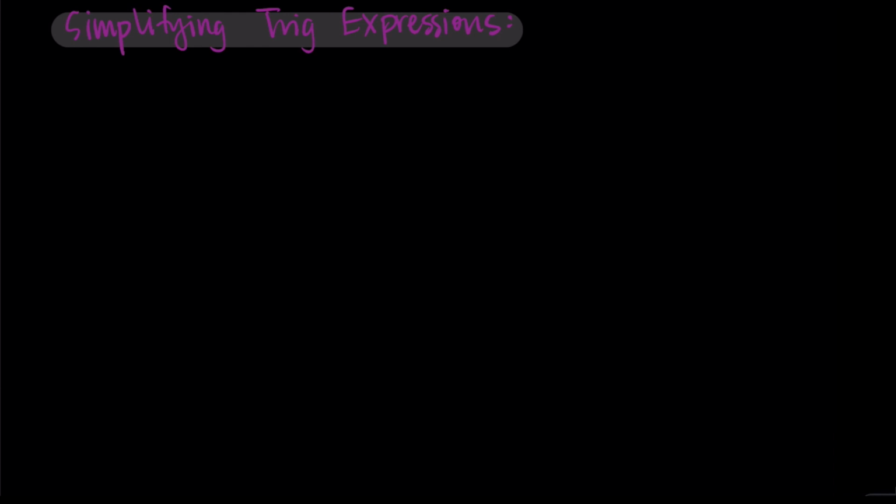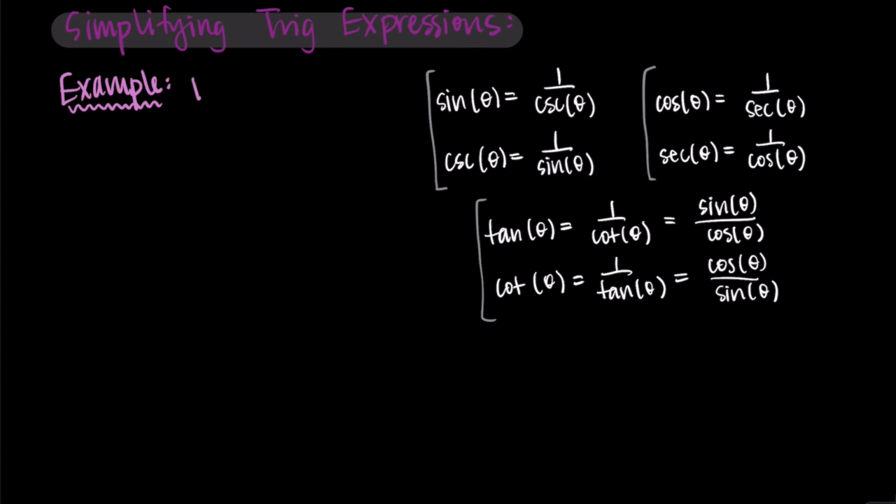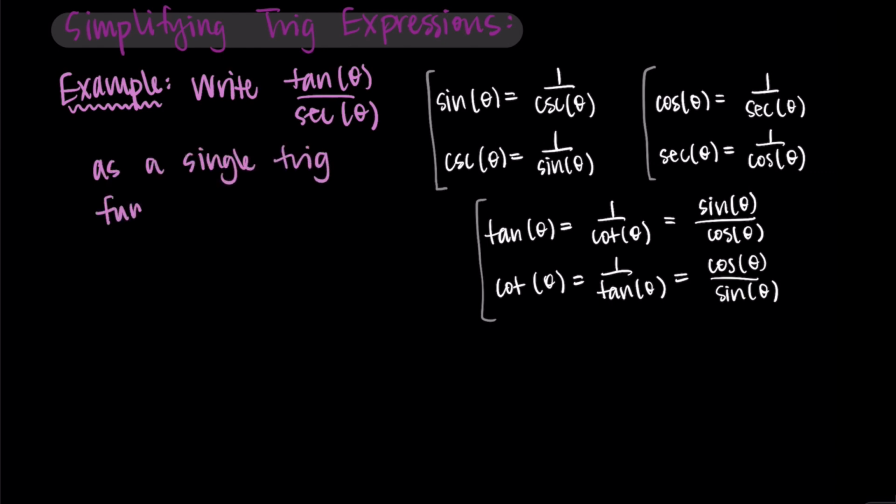I'm going to put my identities here that have the relationships between the trig functions, and then let's do an example. What we are going to do is write tangent of theta over secant of theta as a single trig function with no fractions. So we want to use our identities to somehow simplify this.